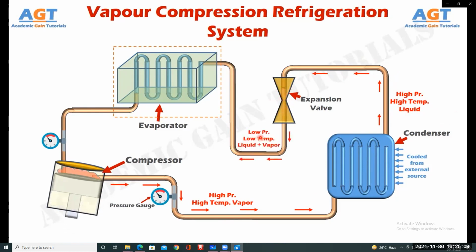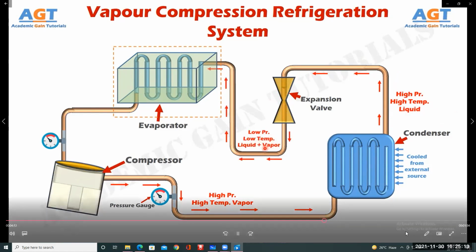In practical use, at this point we do not get only liquid refrigerant, but here we actually obtain a mixture of low pressure, low temperature liquid and vapor refrigerant. Thus, here we get a mixture of very cold, chilled, low temperature liquid and vapor refrigerant coming out of the expansion valve. Then, this liquid and vapor mixed refrigerant will be passed over to the evaporator.